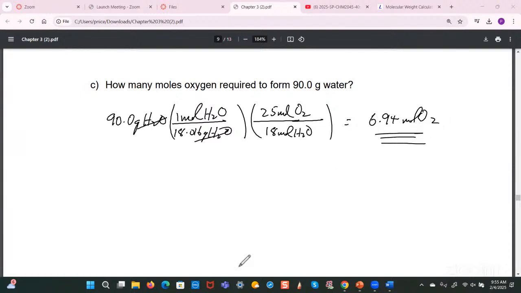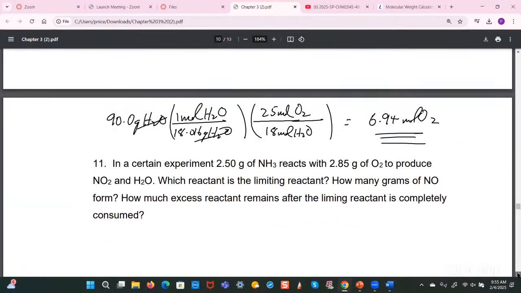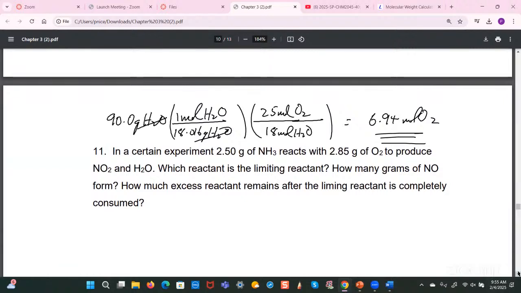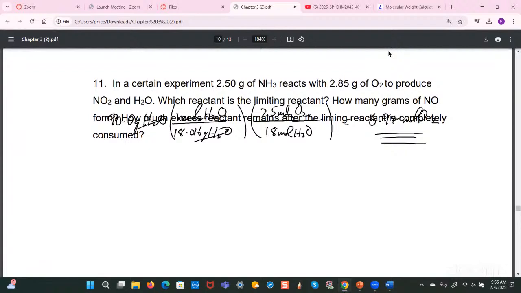All right. Okay, any questions about this one? Any questions? Okay, moving along, let's see if there are any other questions you can do. Oh, okay, so now we get to a limiting reactant type question. Okay, so let me clear this.